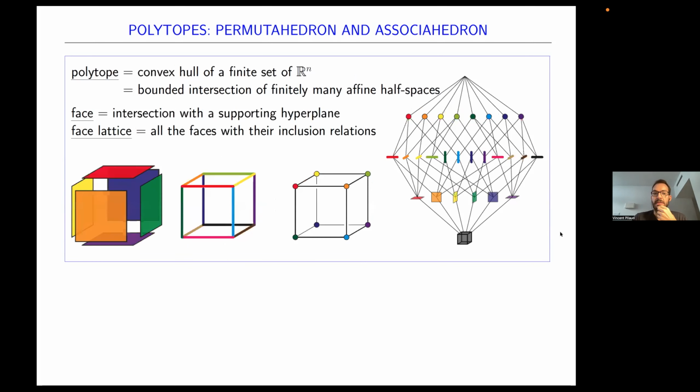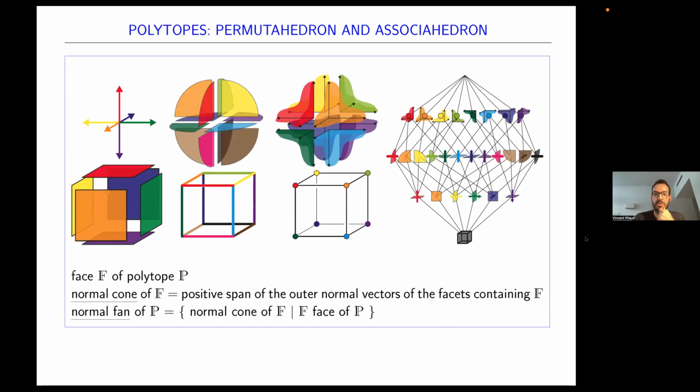So now let's look at the dual object, which is a polytope. It's the convex hull of a finite set in R^n, or equivalently a bounded intersection of finitely many half-spaces in R^n. And we're interested in the faces of the polytope, the intersections with supporting hyperplanes. So here are all the faces of the cube. You have two-dimensional faces, one-dimensional faces, and then the vertices, which are zero-dimensional faces. And on the right, what you see is the inclusion poset, or reverse inclusion poset, on the faces of the cube. And as I said, there is a duality between these two things.